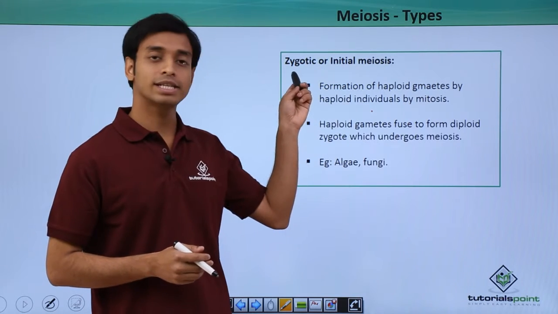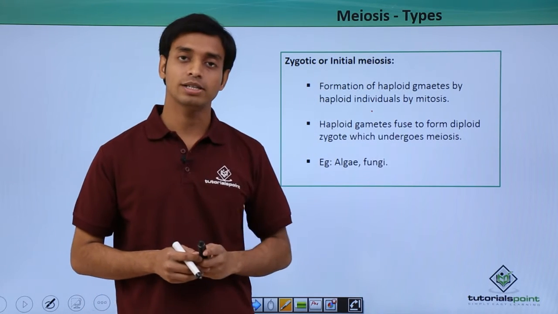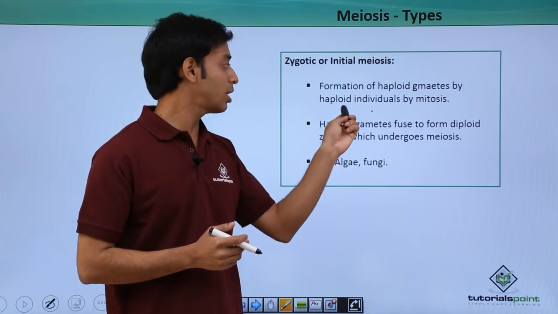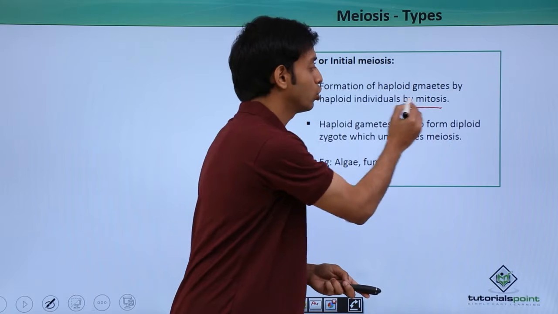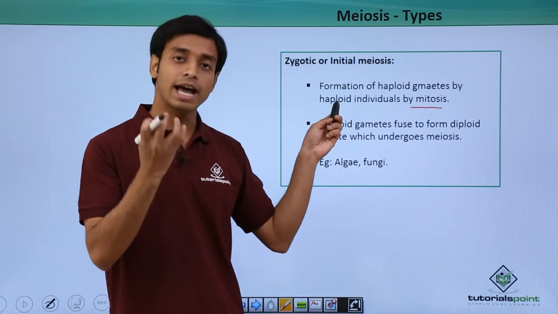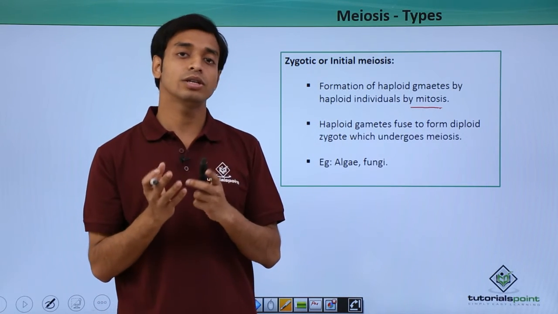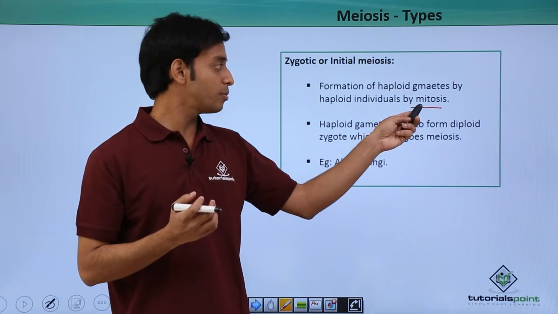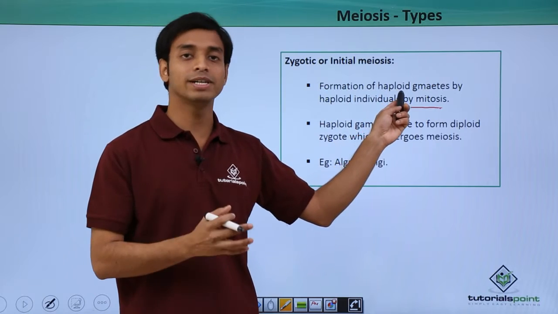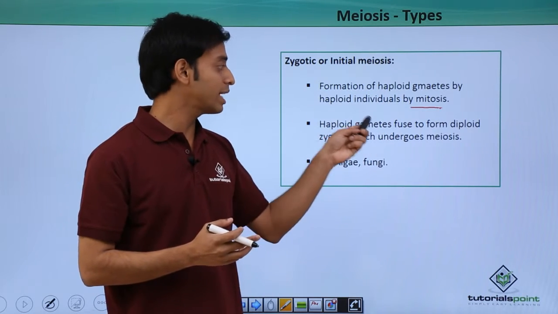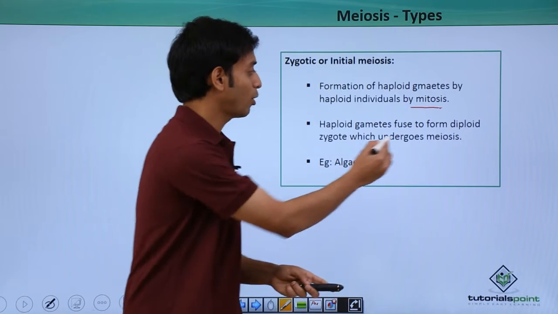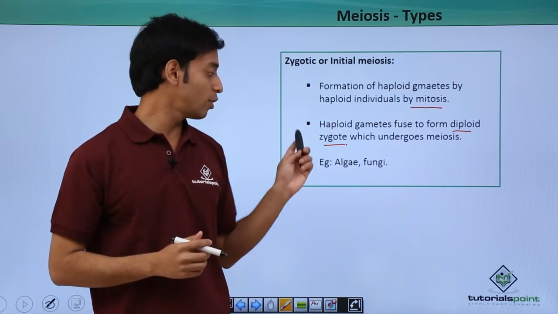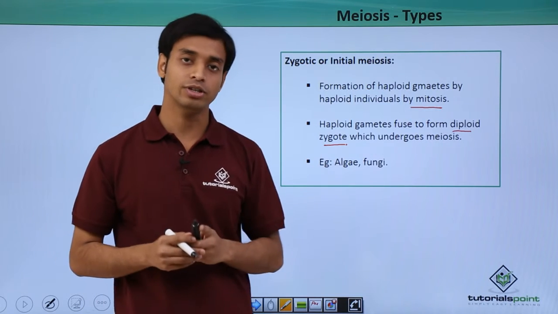The second type is known as the zygotic or the initial meiosis. What happens here? Here, the formation of haploid gametes by the haploid individuals by mitosis. So initially the individuals are haploid over here. In the previous case the individuals were diploid. Here the individuals are haploid. So by the process of mitosis the formation of haploid gametes takes place first. Now these haploid gametes will fuse to form a diploid zygote which then undergoes meiosis. So this is typically followed in organisms like algae and fungi.